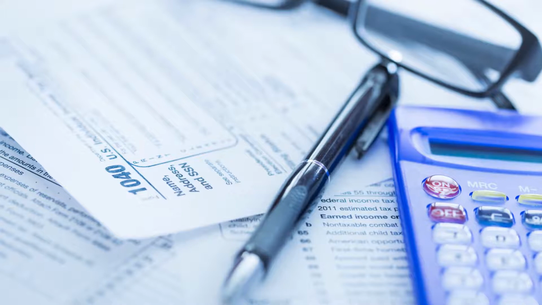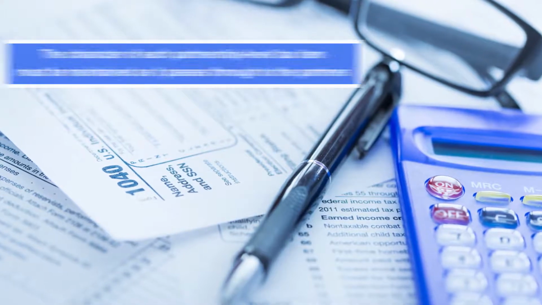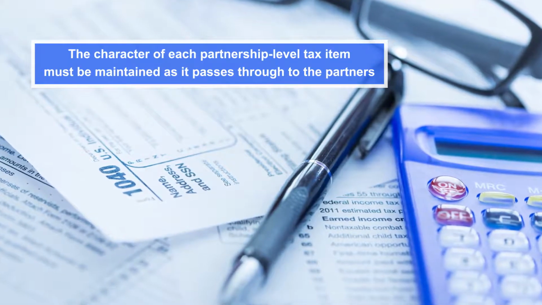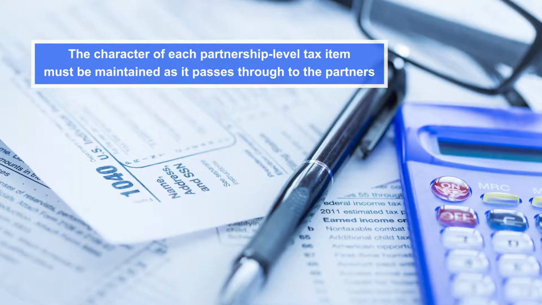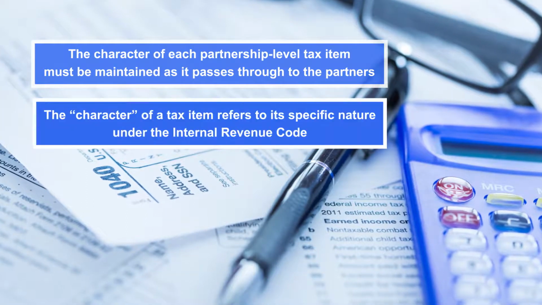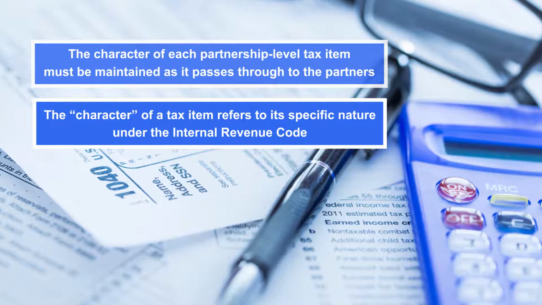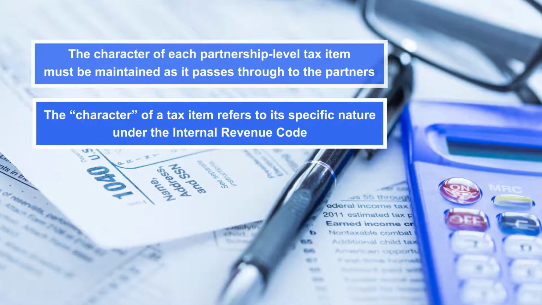Another implication of the separately stated item rule is that the character of each partnership level tax item must be maintained as it passes through to the partners. The character of a tax item refers to its specific nature under the Internal Revenue Code.